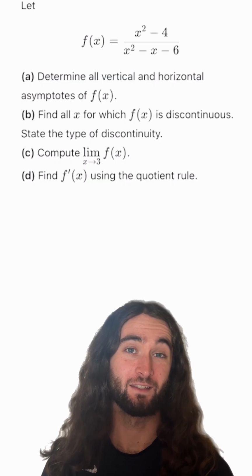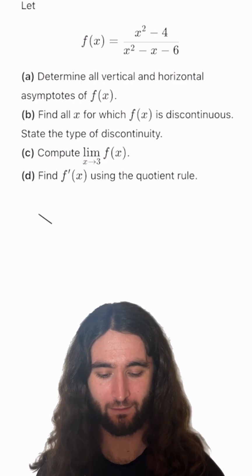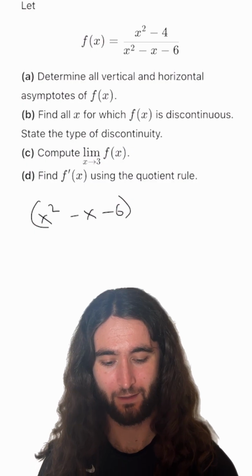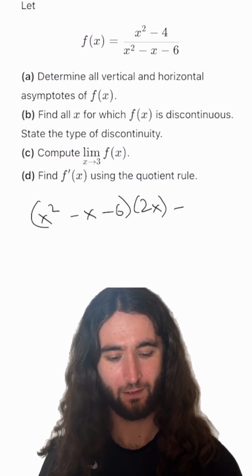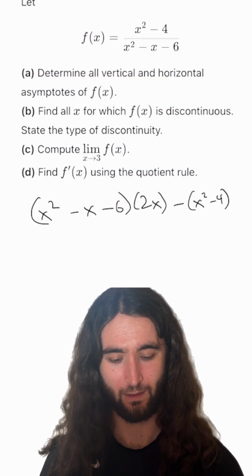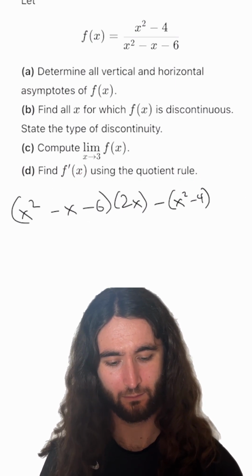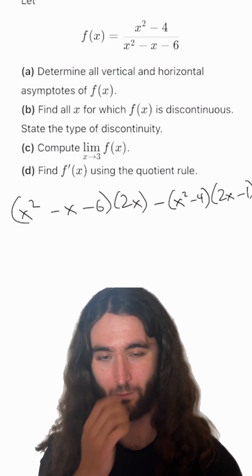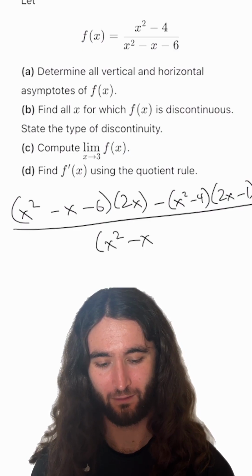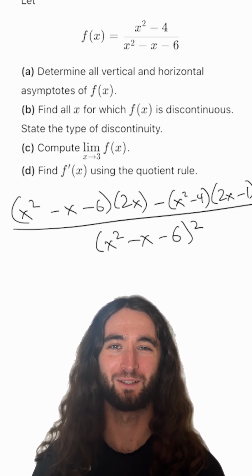Part D is asking us to take the derivative, so we can do that using the quotient rule. I like to remember it's low d high minus high d low over low squared. So that's low, and then d high is going to be 2x, minus high d low, so that's high, and then d low is going to be 2x minus 1. Gosh, what a mess. And then over low squared. All this. Alright, you can simplify that if you want to, but I won't.